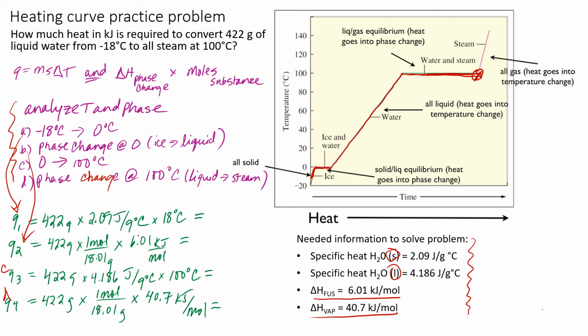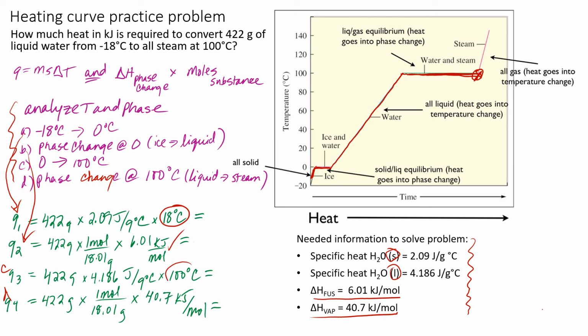We are alternating between the Q equals ms delta T and the phase change calculation. So the rule of thumb here is whenever the temperature is rising, you're going to have a delta T, so you put that in. The temperature is not rising if you're just converting the substance from one phase to another. You have no delta T, and you're going to use the molar heat of vaporization that is appropriate to the phase that you're in.